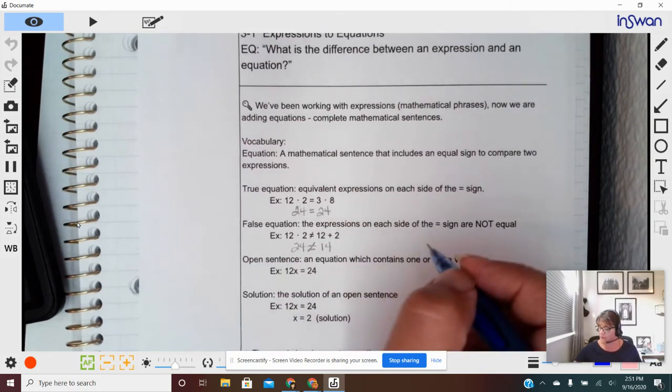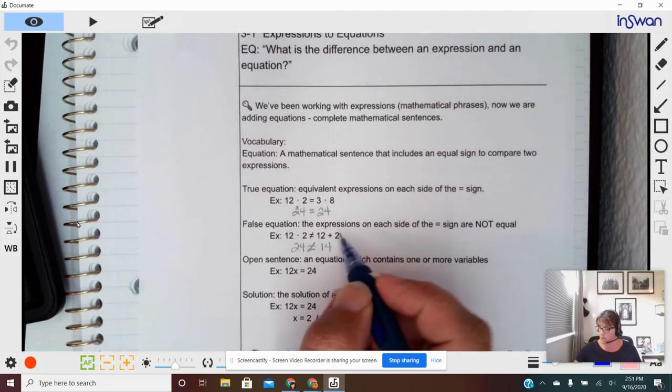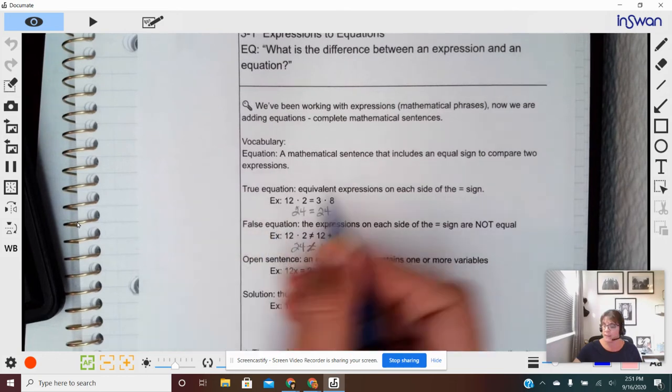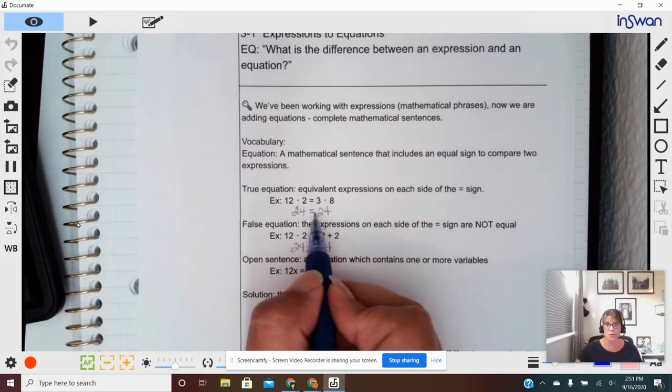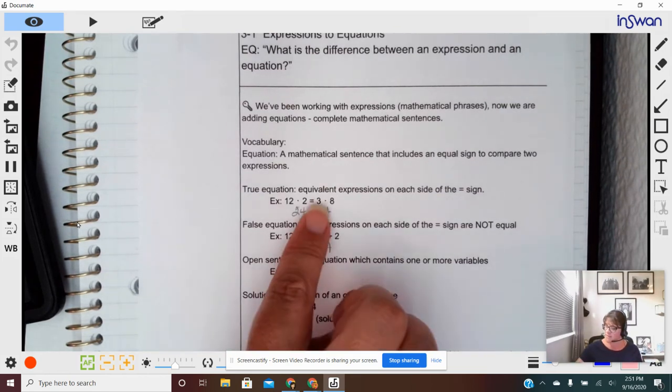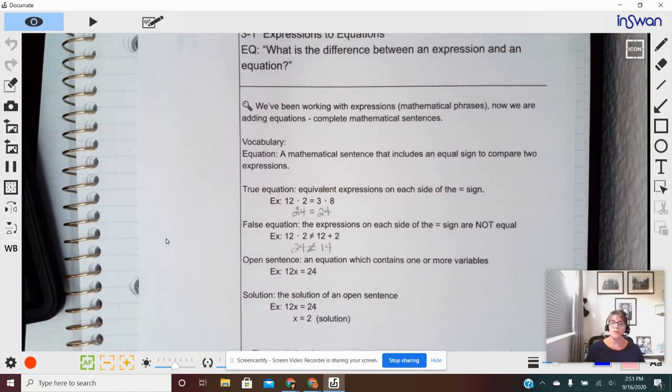Now, if you find an equation that isn't true, there's vocabulary for that. If you find an equation that is true, there's vocabulary for that. And then there's vocabulary for the word open sentence, although we typically just call that equation. And then solution, okay? What number or set of numbers solves it? So today's really about vocabulary and recognizing these different things, and I will see you again tomorrow.